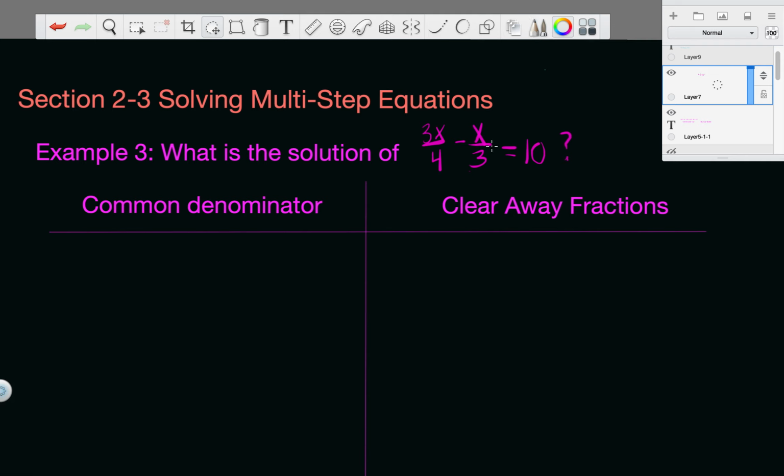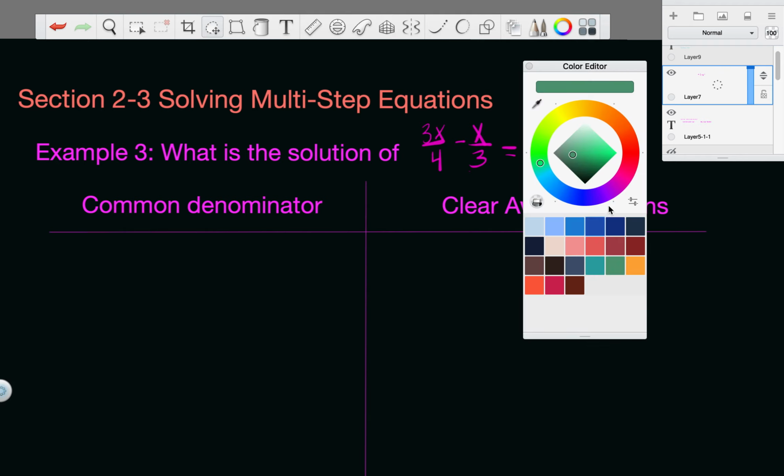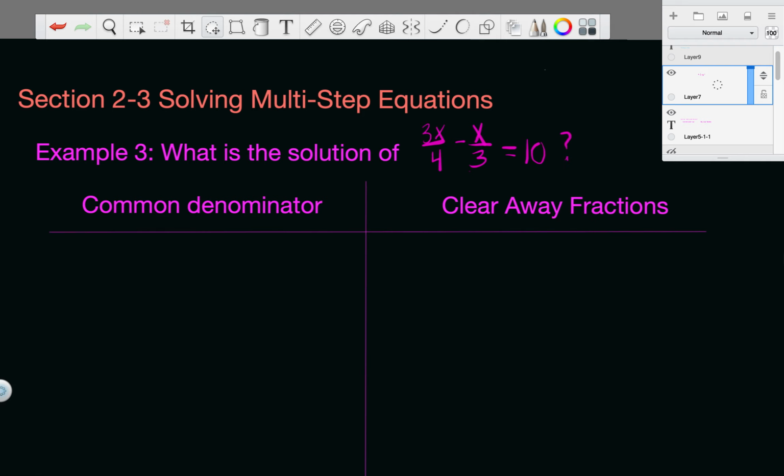Okay? So a common denominator is going to be getting the same number in both of these denominators. All right? So let's change our color. We'll do a green. I'm going to rewrite my problem. So I'm left with 3x over 4 minus x over 3 equals 10. Now, when I look at these two denominators, 4 and 3, I want to come up with a number that both 4 and 3 can go into evenly.